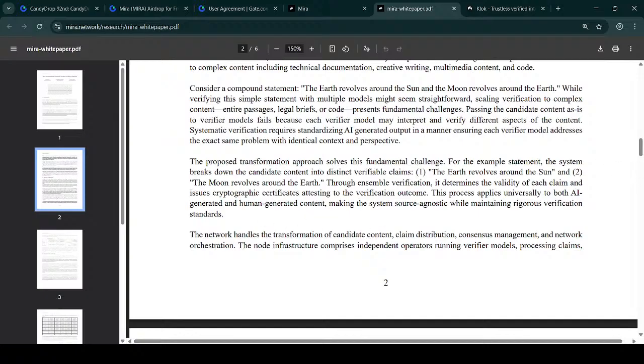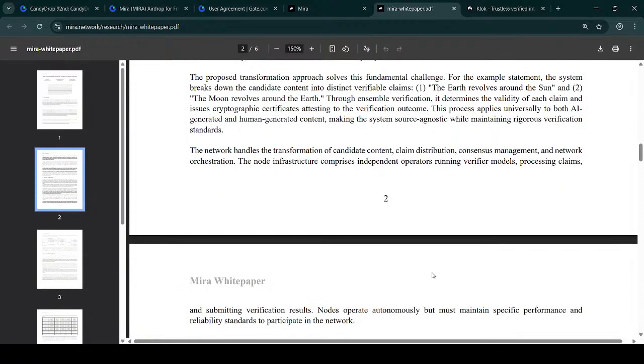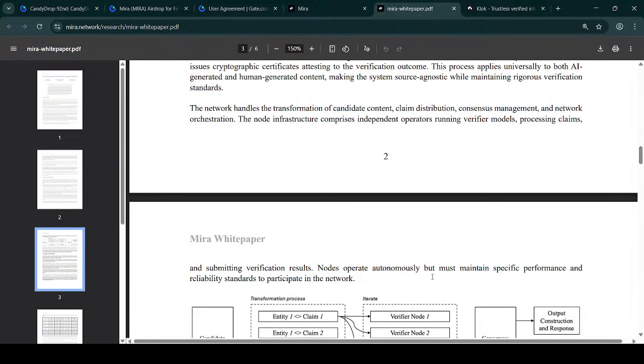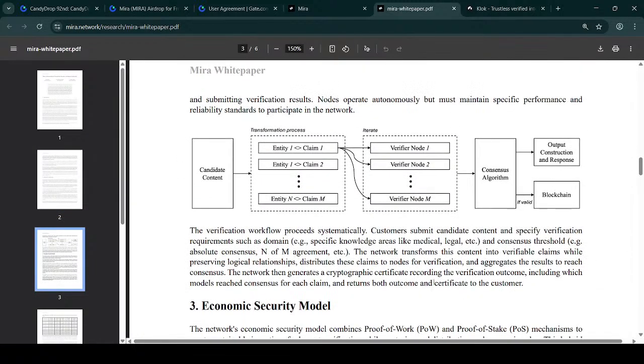So the network handles transformation of candidate content into claims, distribution, consensus, and management. This network architecture consists of independent node operators running verifier models and processing claims, guys. So let's talk about Mira first, guys, right now.